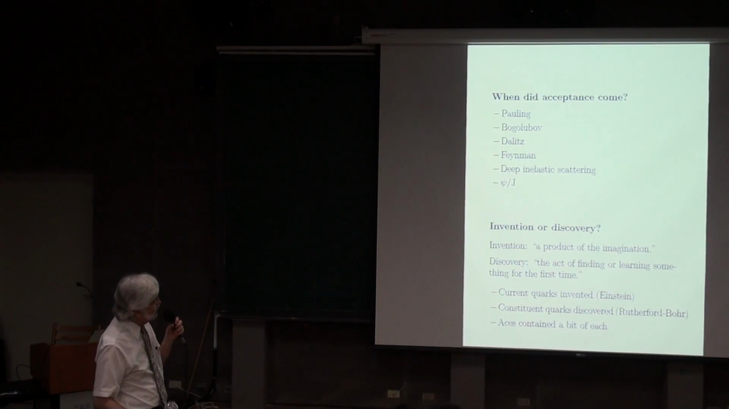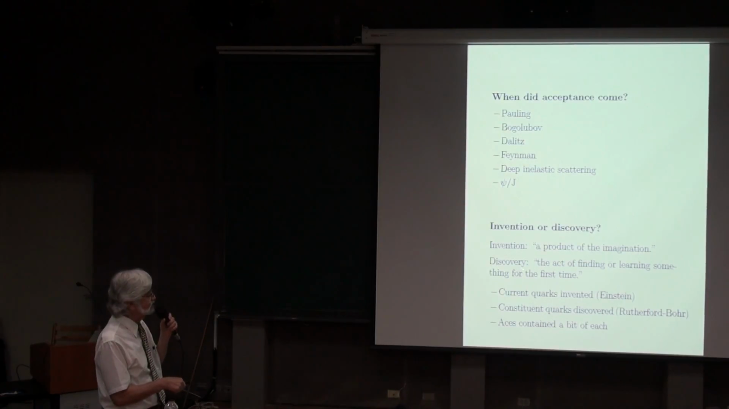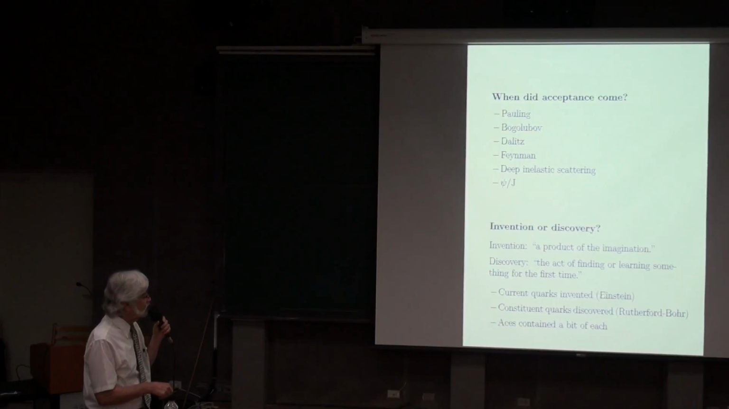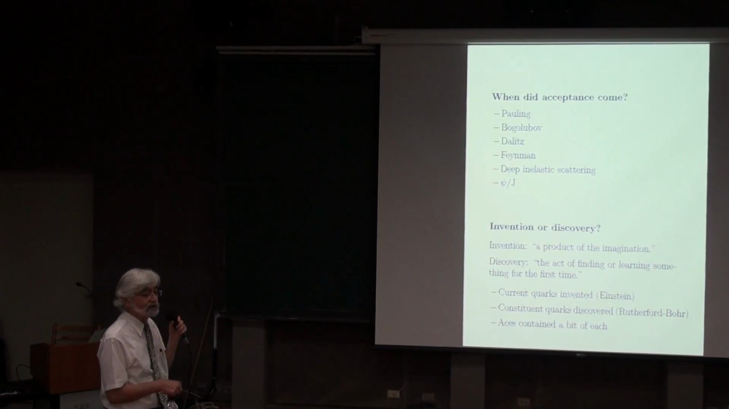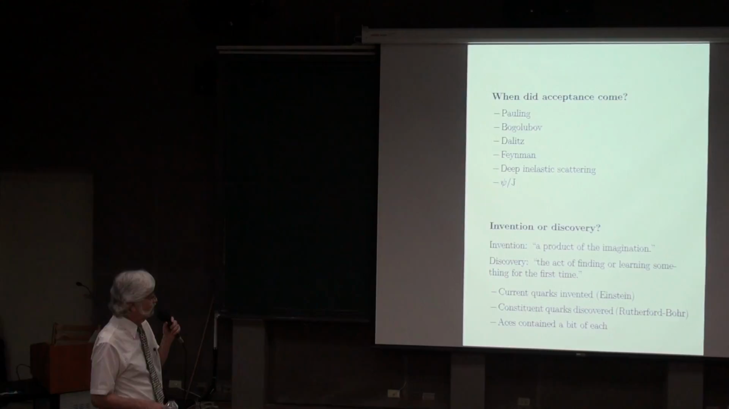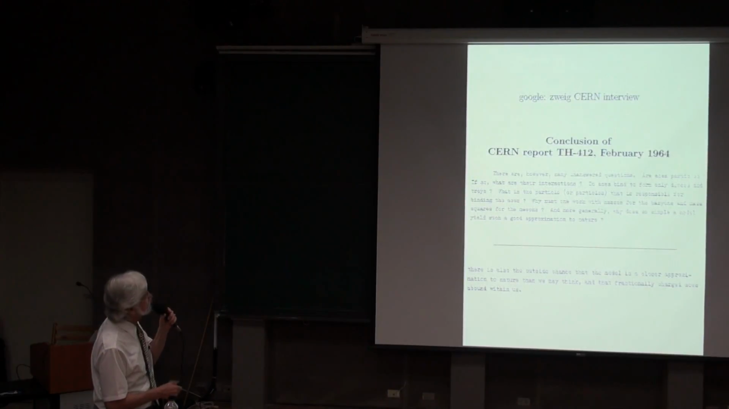So invention is the product of the imagination, and discovery is the act of finding or learning something for the first time. So I think current quarks, which are really a theoretical construct, were invented in the Einstein tradition, and constituent quarks were discovered in the tradition of Rutherford and Bohr. And aces contained a bit of each.